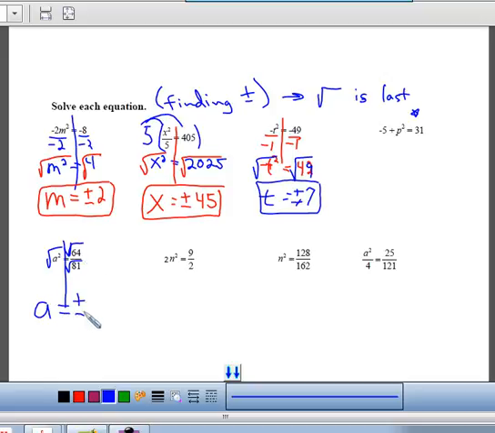So, when I take the square root of the top and the bottom, I'll get A equals, now, again, it's plus or minus. Square root of 64 is 8. Square root of 81 is 9. And there is your answer, 8 over 9. Or negative 8 over 9.